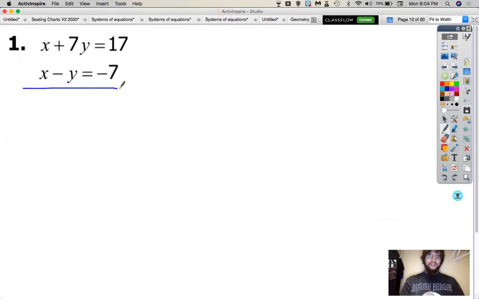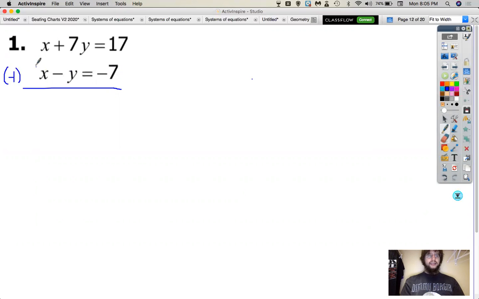If I just add these things together, what's going to happen? I get 2x plus 6y equals 10. Not what we want. So I'm going to change one of these so that the coefficients cancel each other out. I could either have a 1x and a negative 1x, or a 7y and a negative 7y. Either way will work. I'm going to multiply this equation times negative 1.